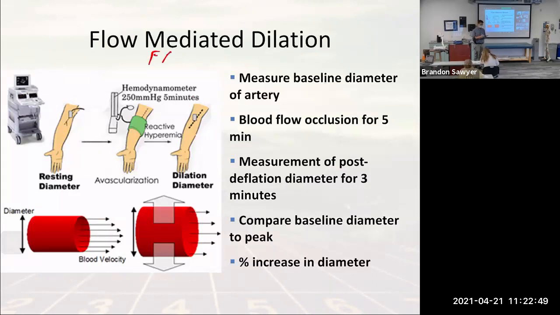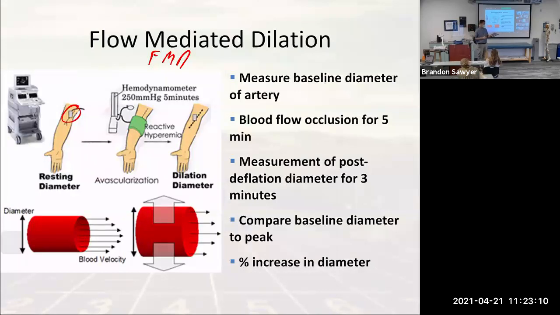So we measured all kinds of stuff in that study, and we're still analyzing some of the data, but the primary outcome was FMD. Okay, so what you do with FMD is you have an ultrasound machine, and you take that ultrasound machine and you look at their brachial artery right up here. Okay, and so that's what's going on right there.